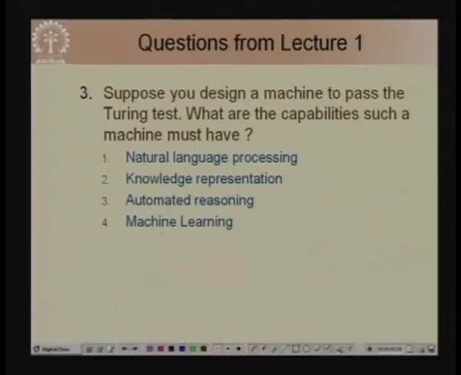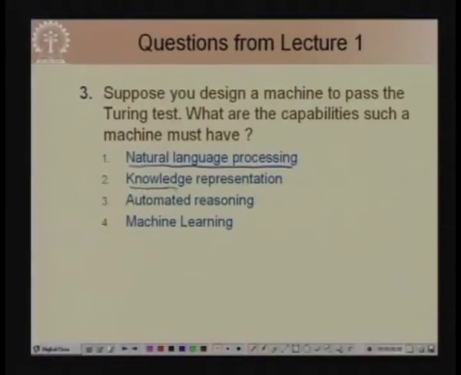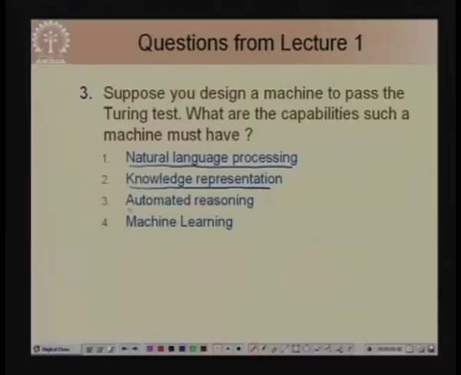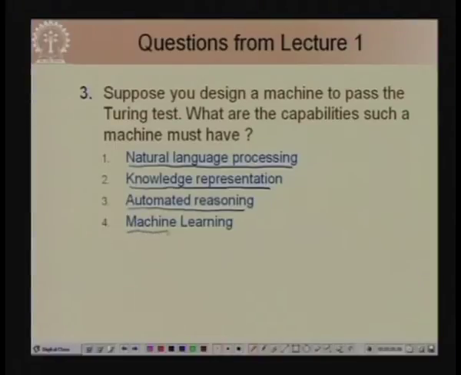The answer is, the machine must be capable of natural language processing in order to understand the questions that the interrogator is posing to it. Secondly, the machine must have capability for knowledge representation to represent not only the prior knowledge about the world, but also the facts given to the machine by the interrogator. Thirdly, the machine should have capability for automated reasoning so that it can do inferences based on the facts that it knows. Finally, the machine must have capabilities of machine learning so that it can learn and adapt to new situations.